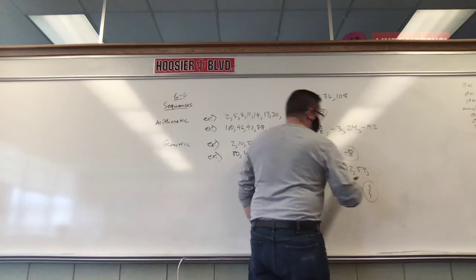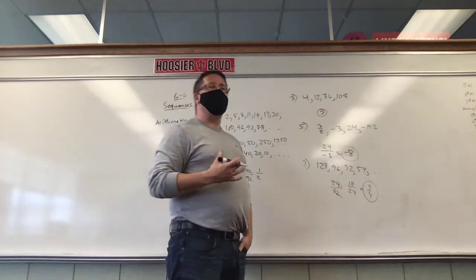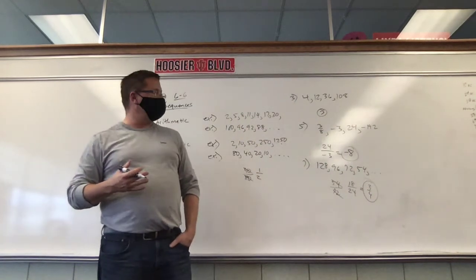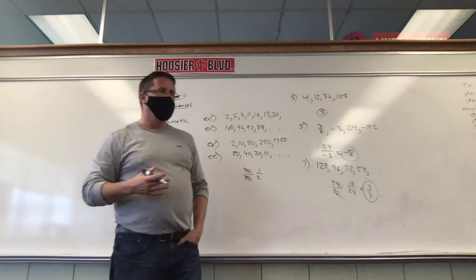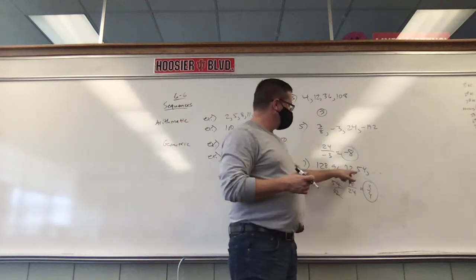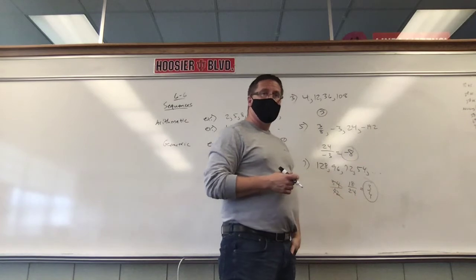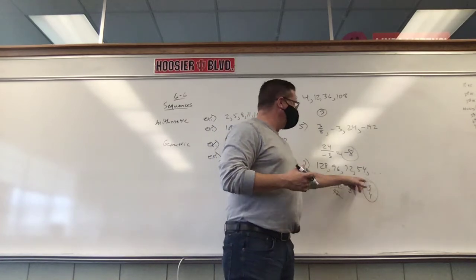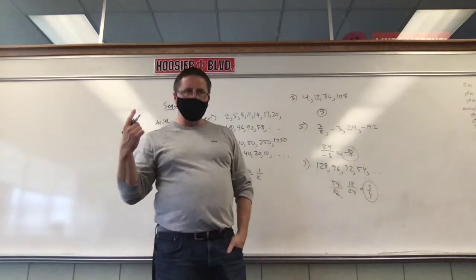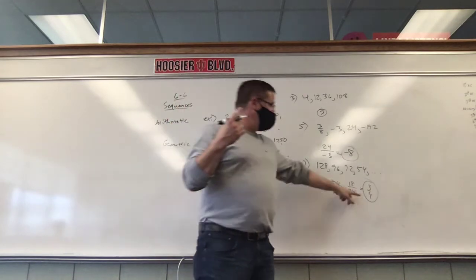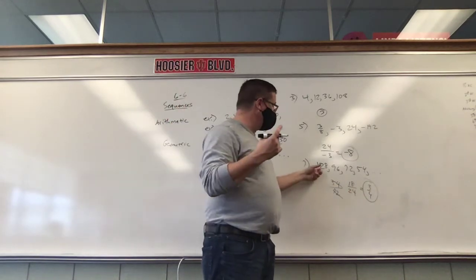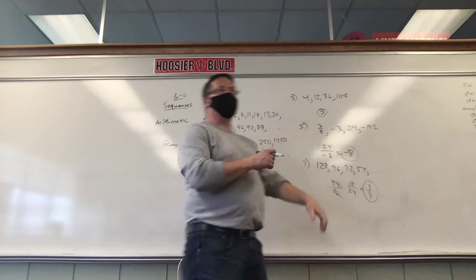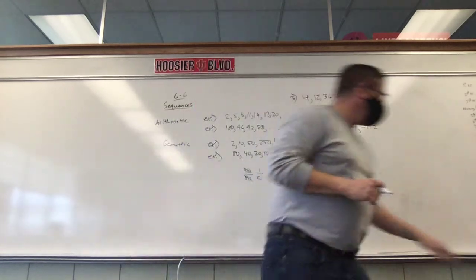So, how would I find the next number? We're not going to find it, but how would I find the number after 54? I would times by 3/4. And it makes sense: if you times by 1, nothing happens. If you times by a number smaller than 1, it's going to get smaller. And these numbers are getting smaller, okay? They're getting smaller.